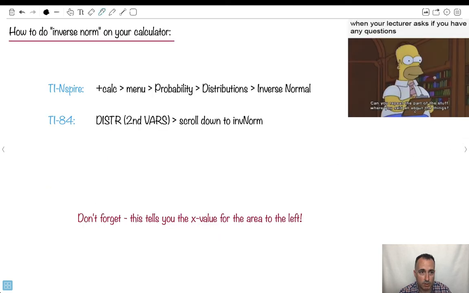Let me explain a little bit more about it. How do you do it on a calculator? I like this from The Simpsons.